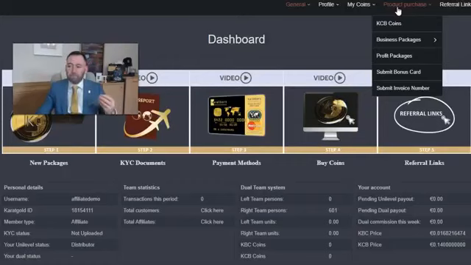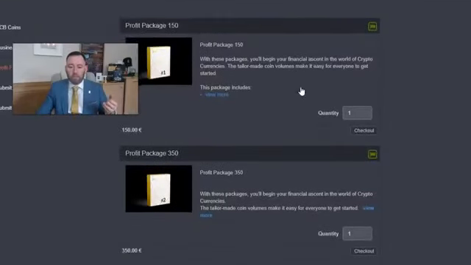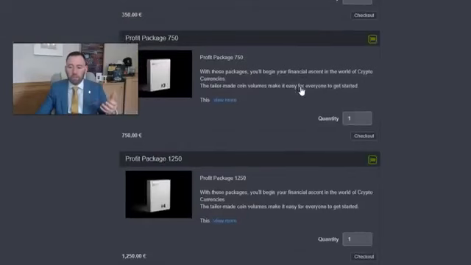So let me show you how to get started using the profit packages, not the packages on karatbars.com. We go to product purchase, we scroll down, and you'll see profit packages are here. It's the third one on the drop down. We click on that and that will open the profit packages here. So you can see we have 150, 300, and so on and so forth.